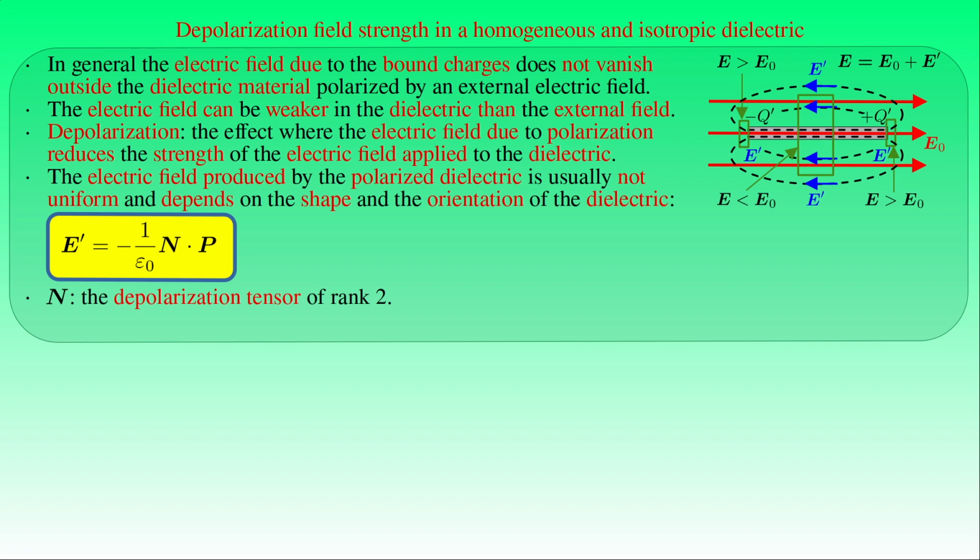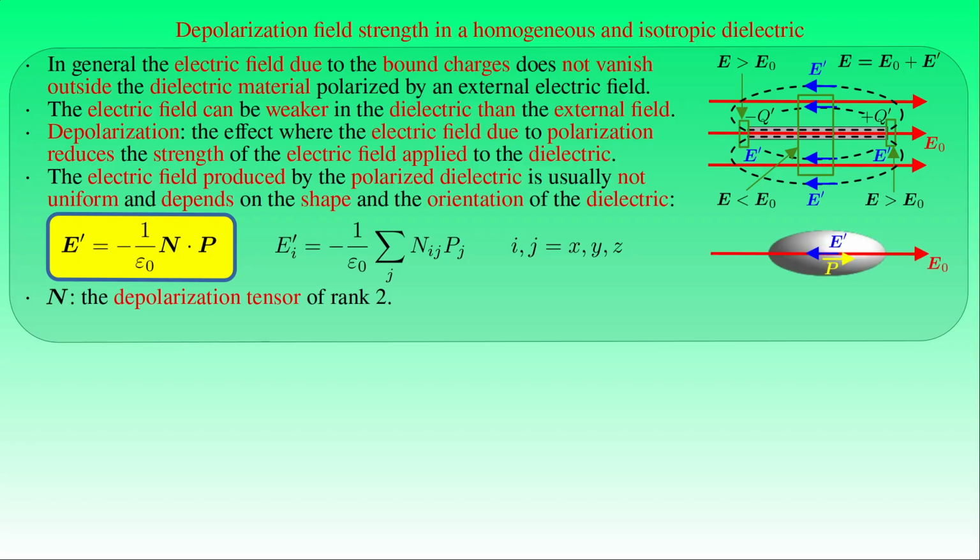This equation can be expanded in any Cartesian basis adapted to the symmetry of the problem, stating that the i component of the electric field E' is given by -1 over ε0 times the sum of the tensor component n sub ij times the j component of the polarization vector P, where the indices i and j are x, y, and z.